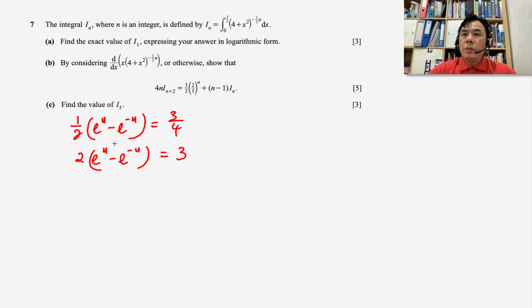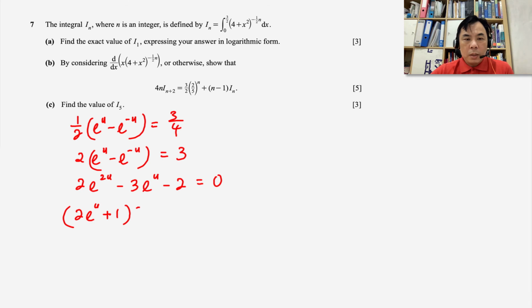And then after that, we want to get rid of the e^u. It will be 2e^(2u) here, and then minus off 3e^u, and then minus off a 2 here, right? So you can check that on your own, see whether it makes sense to you. And then from here, we can factorize this quite easily, I would say. That will be 2e^u plus 1, and then e^u minus 2. Let me check whether that makes sense or not. Yep, it does make sense.